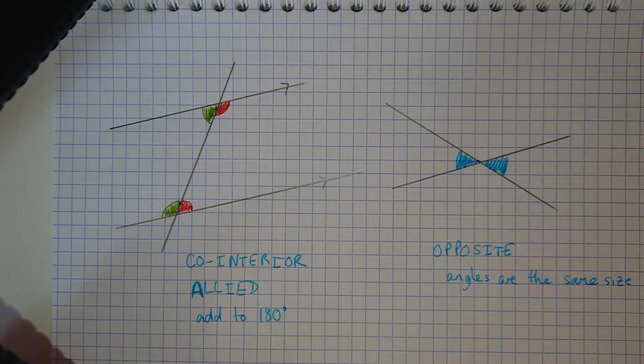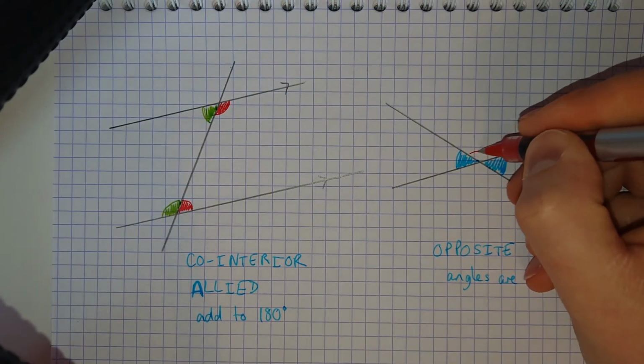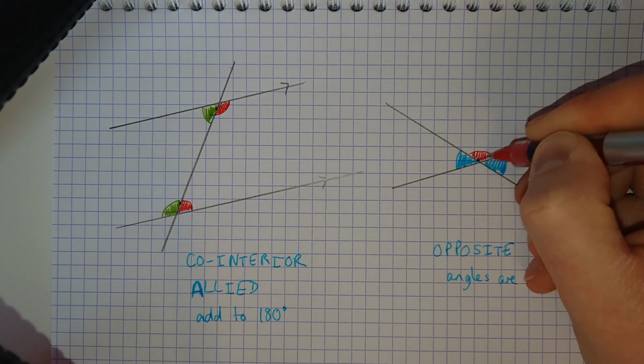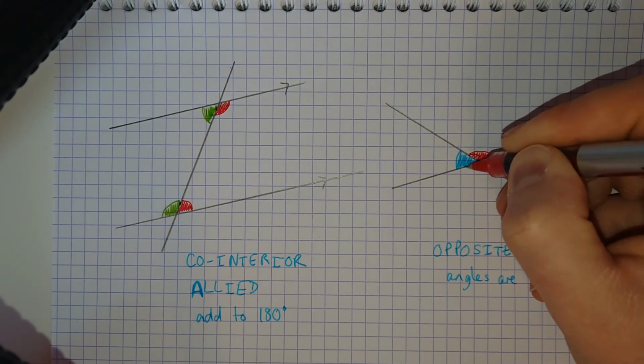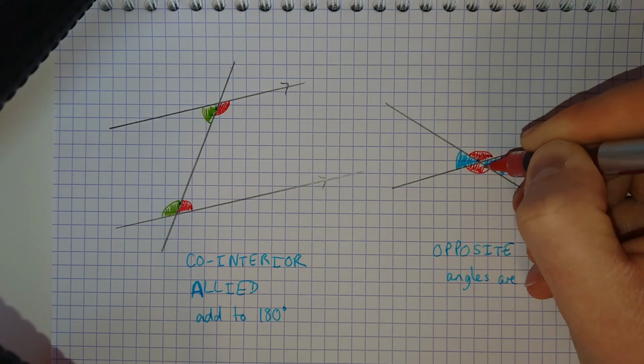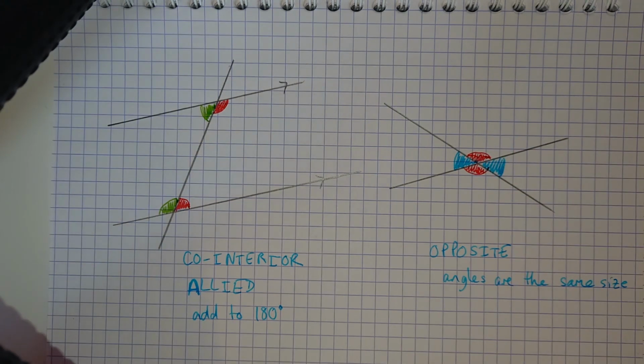Our American friends will call these vertical angles. In the UK, we tend to refer to them as opposite angles or vertically opposite angles. This is also a pair of vertically opposite angles here. Those two are a pair of vertically opposite angles as well.